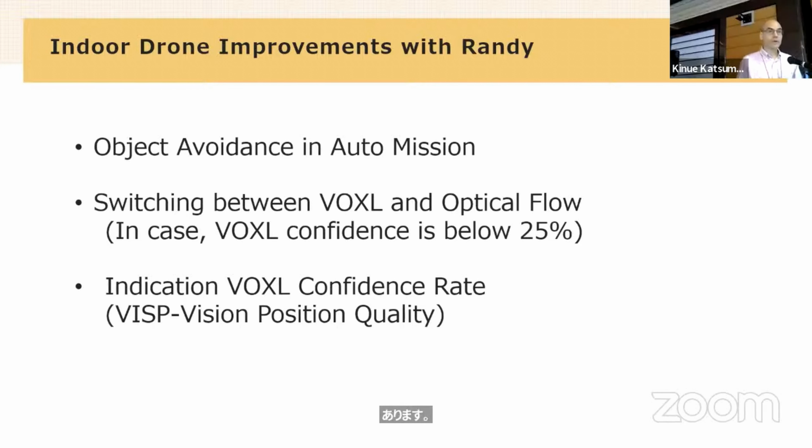And the nice thing, I guess, about Lua scripts is that you can customize them and you can change the heuristics that are used for making the decision of which sensor you want to use. So we've used, as one of the important criteria, the voxel confidence number that we just talked about. When that drops below 25, it will switch over to optical flow.